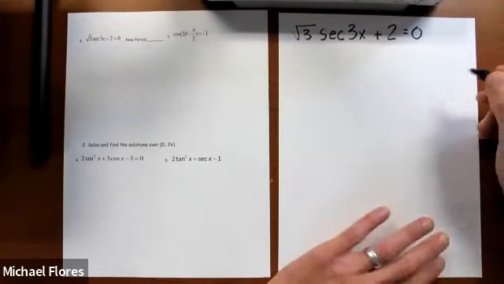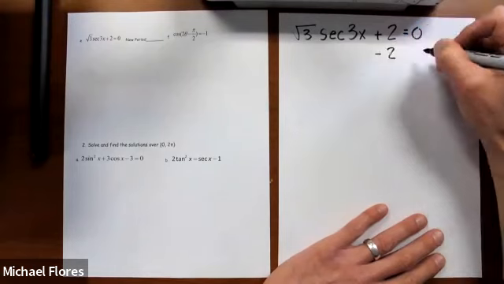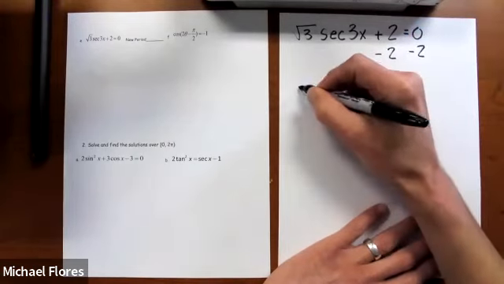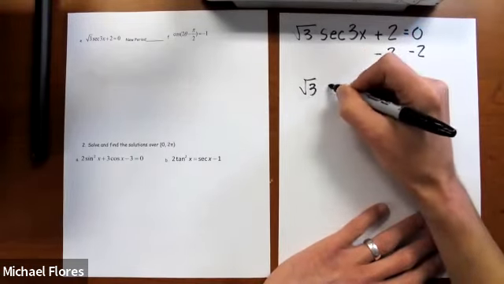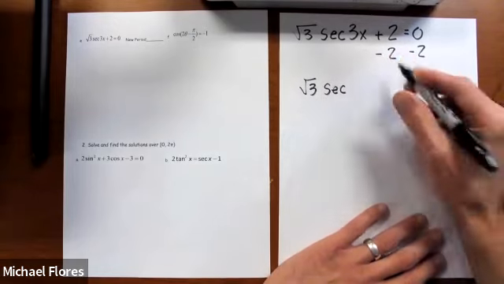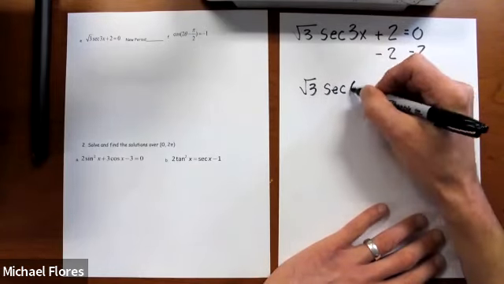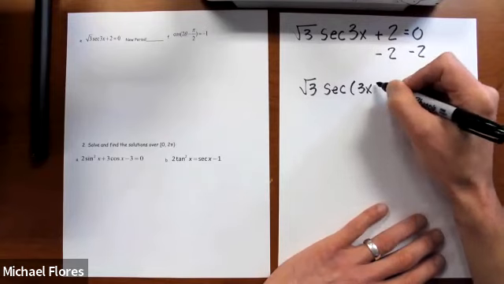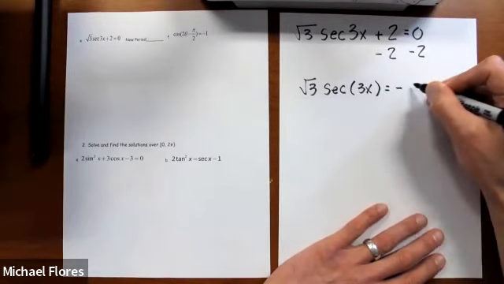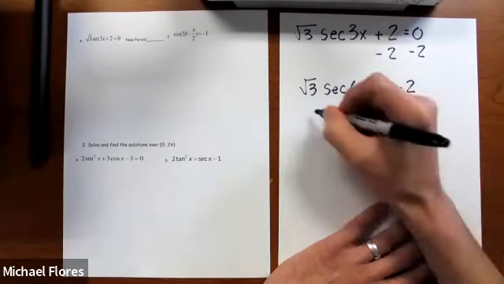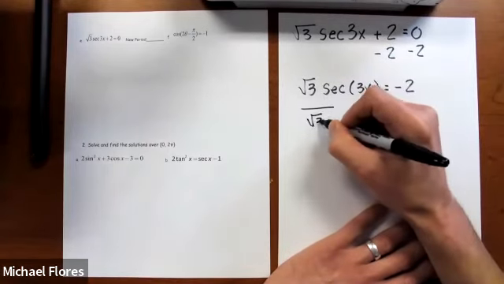For example E, start by subtracting both sides by 2. Now they didn't put this in parentheses, but I'm going to go ahead and do that just because I prefer it that way. Okay, let's divide both sides by root 3.